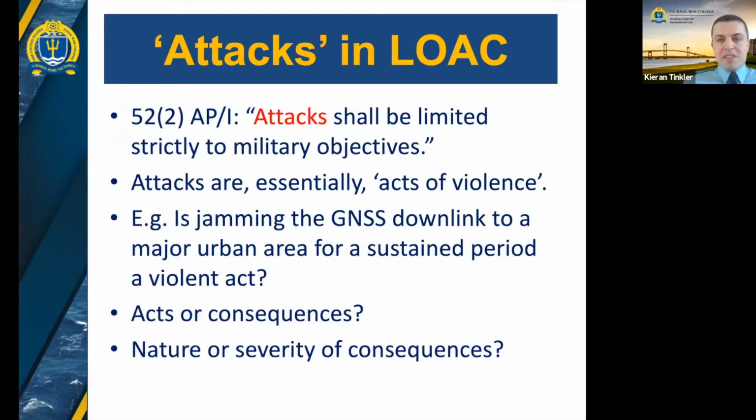The problem this gives rise to is how people conceived of violence when Article 49(1) was being drafted. So obviously bullets flying, tanks firing, aircraft dropping bombs, these are clearly violent acts. But the evolution of cyber operations has been a main focus of looking at attacks in a different light.